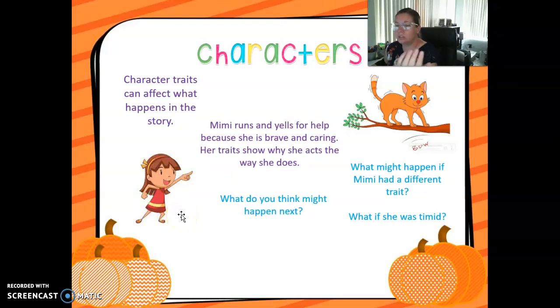The author doesn't just say Mimi was very brave. You have to take the knowledge, interpret it, and label the trait, okay? So what would have happened if maybe Mimi acted different? What if she had a different trait? What could have happened? What if she was really timid? That means like really, really shy. Do you think she would still run and get help? Probably not. So that would really change the outcome of the story.